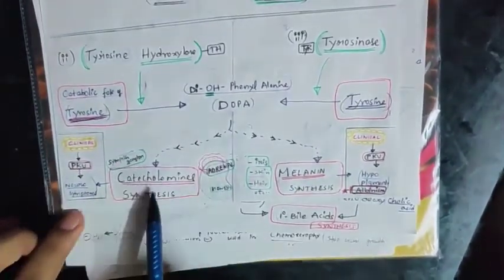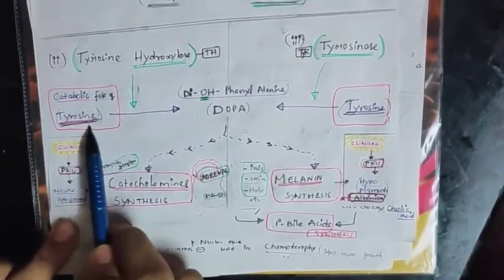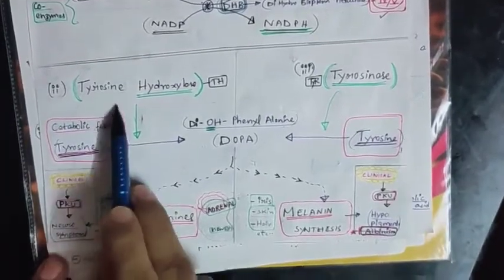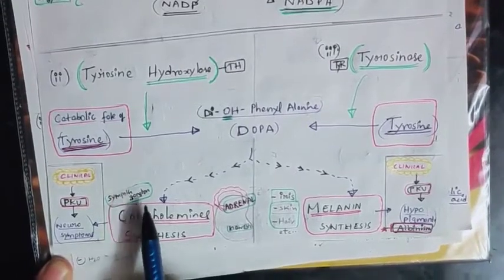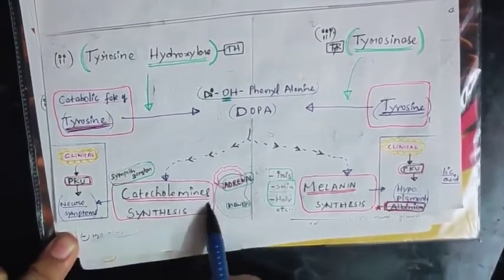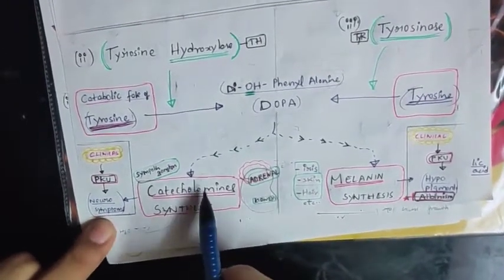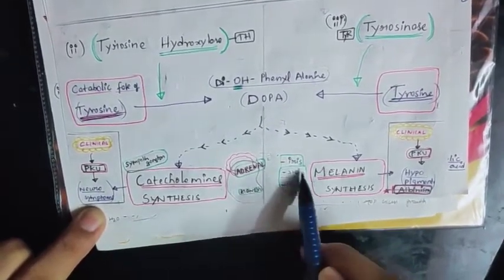This dopa is converting into catecholamine and melanin. That is the reason the catabolic fate of tyrosine is catecholamines and melanin. Okay, that is the reason tyrosine hydroxylase and tyrosinase are used in catecholamine synthesis and melanin synthesis. Coming to catecholamine, this happens in the adrenal gland, adrenaline, and in the sympathetic ganglion, noradrenaline. In melanin, iris, skin, hair, we have melanin pigment. Black color of iris, skin, hair color is due to the pigment melanin. This is synthesized by these two enzymes.